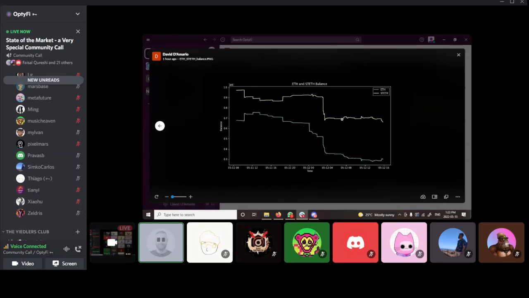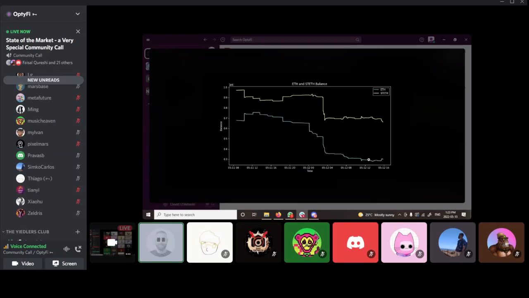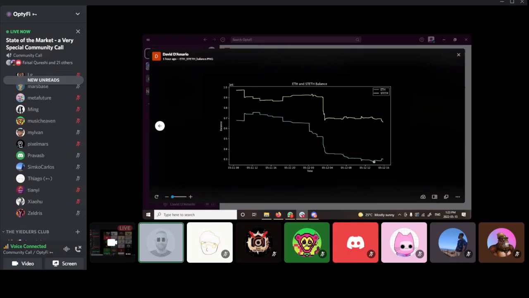Staked ETH was going down as well, but not as much as this. The gap was getting bigger. What does it mean? People are dumping staked ETH and withdrawing their ETH. So now we're in a situation where the ETH balance is really low in the Curve pool. And again, we have to make a decision.